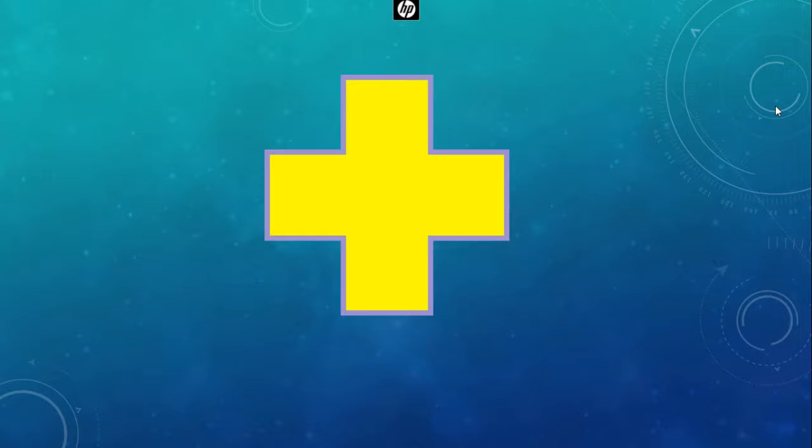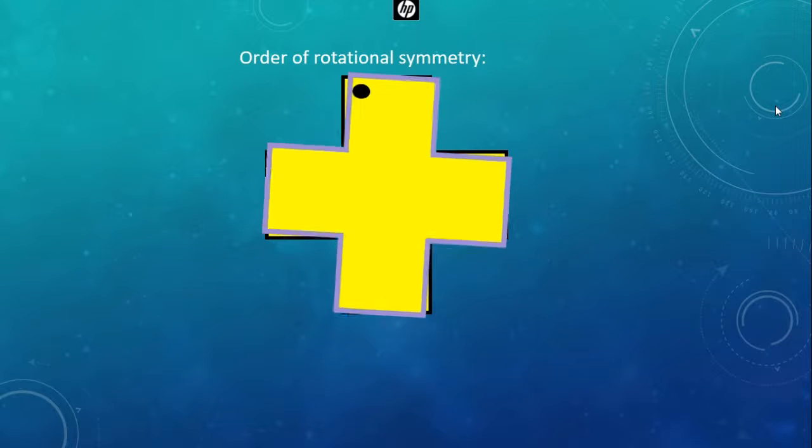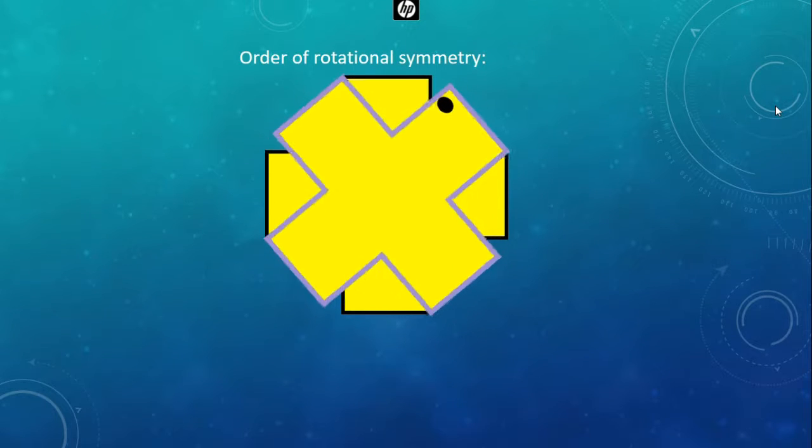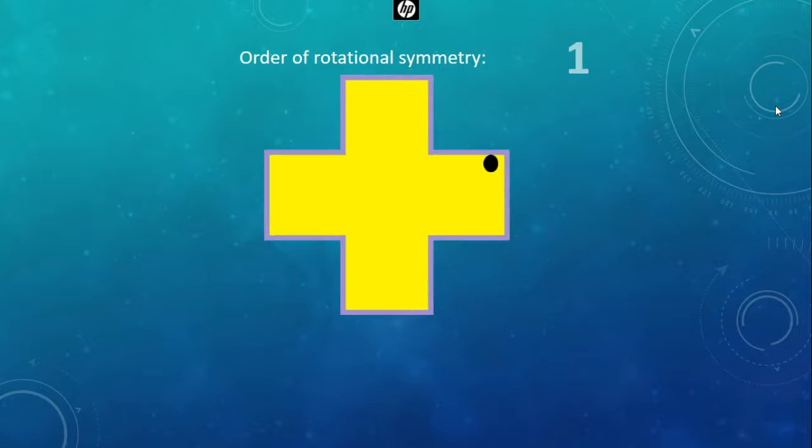So have a look at our next shape. Here we have a cross. There's the dot so that we know which bit of the cross is which when we get back, so we know we've done a full rotation. We're rotating it 360 degrees, that's a full rotation. So here we go. If I rotate it round to there, I have an order of rotational symmetry of 1 because I've managed to rotate it to look the same once.